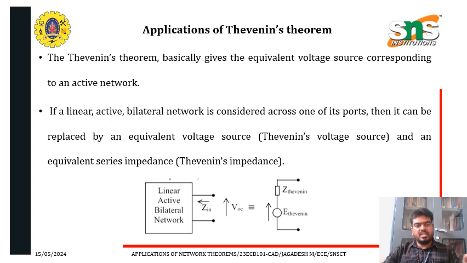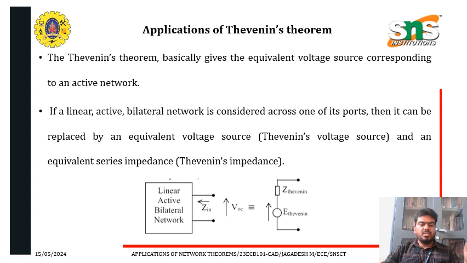Next, the Thevenin theorem. It basically gives the equivalent voltage source corresponding to an active network. If a linear active bilateral network is considered across one of its ports, then it can be replaced by an equivalent voltage source, called the Thevenin voltage source, VTH, and an equivalent series impedance or resistance, called RTH.